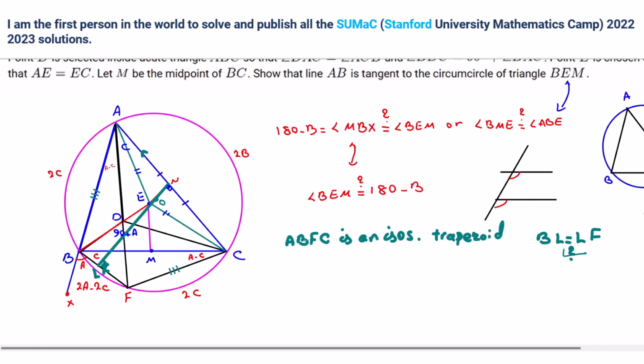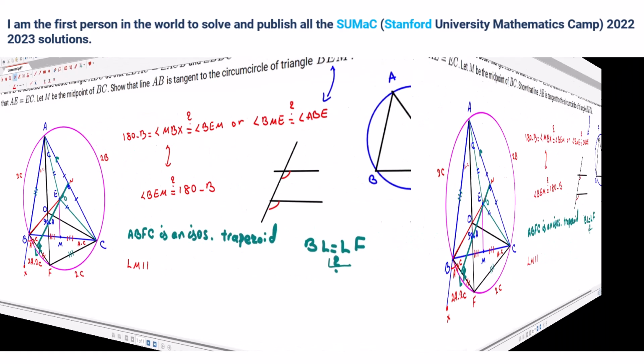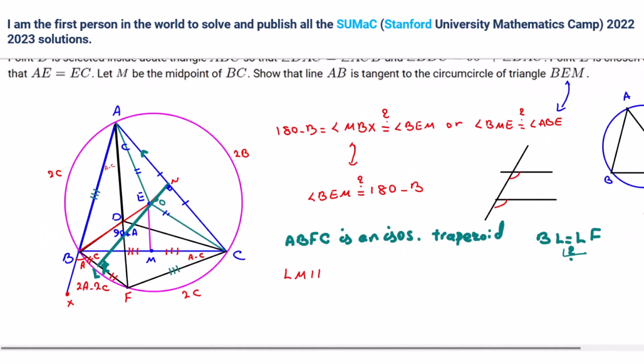Now we can say, let me show it with the red. This length is equal to this length, and we know BM is equal to MC, right? So we can conclude, for example, LM is parallel to what? LM is parallel to FC, exactly, because of midpoints, by Thales' theorem, we can say LM is parallel to FC, right?